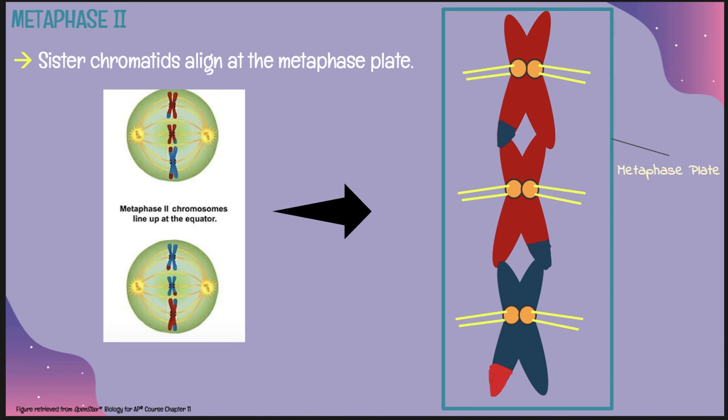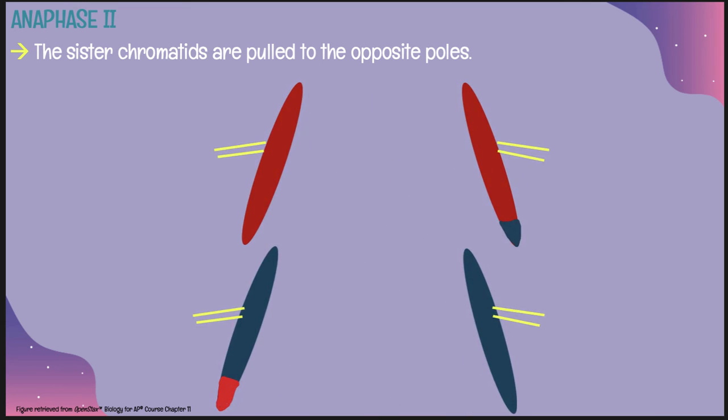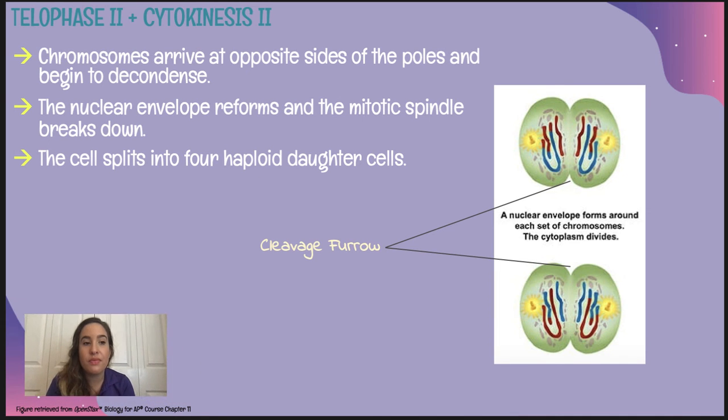In metaphase II, sister chromatids align at the metaphase plate in a vertical line, not paired together like in meiosis I. In anaphase II, sister chromatids are pulled to opposite poles. In telophase II and cytokinesis II, chromosomes arrive at opposite poles and begin to decondense. The nuclear envelope reforms and the mitotic spindle breaks down, and the cell splits into 4 haploid daughter cells.